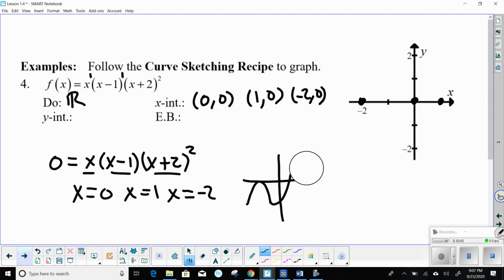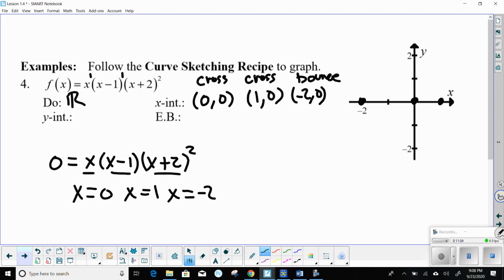So we can actually look up there and tell that at (0, 0), it's x to the first power, so it's going to cross there. At (1, 0), it's x minus 1 to the first power, so it's going to cross. At (-2, 0), it's to the second power, it's even, so it's going to bounce.